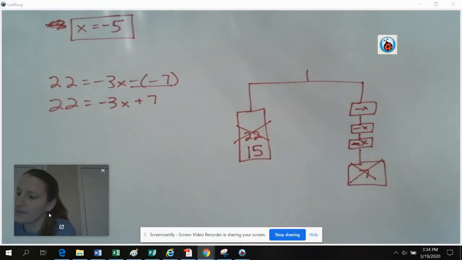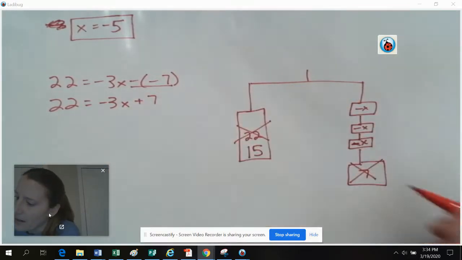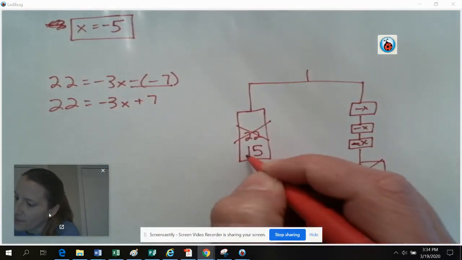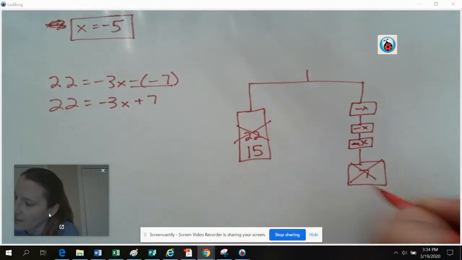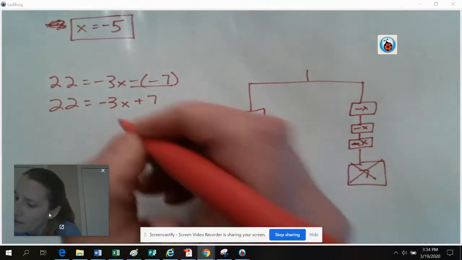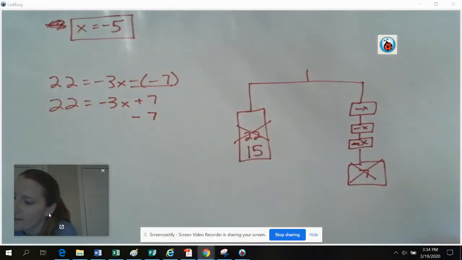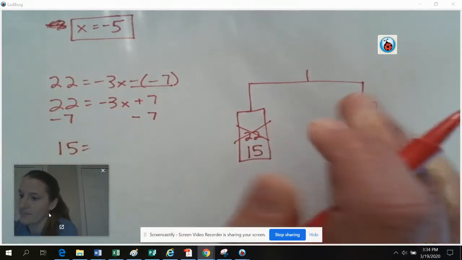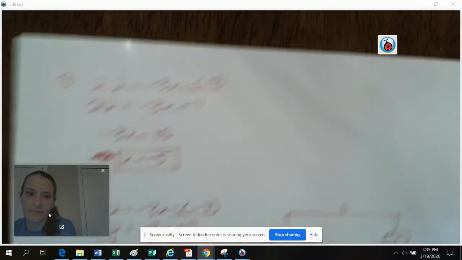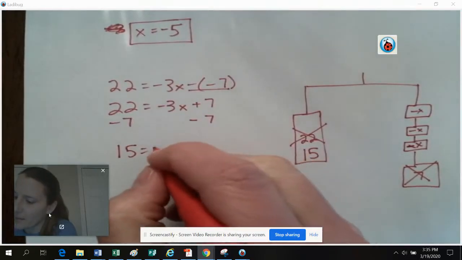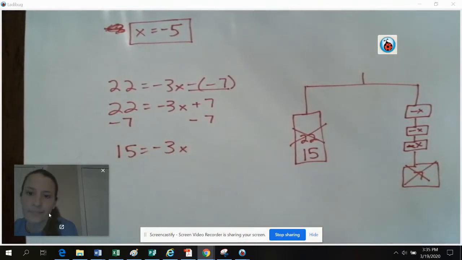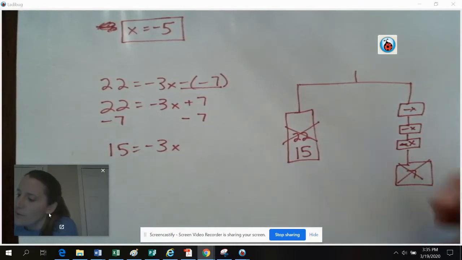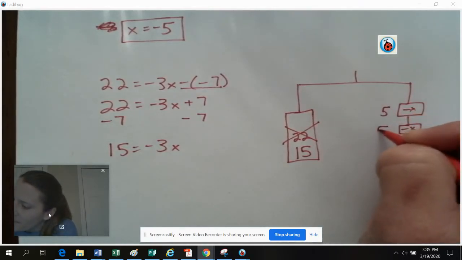Okay, so I have a balanced hanger. So let's show that mathematically. I took away 7 on the left side. I took away 7 on the right side. I think I got left side and right side backwards. So take away 7 on the right side, take away 7 on the left side. 22 minus 7 equals 15. That's what we had up here. Equals negative 3x. That's what we've got. So that means that each of these is equal to 5.